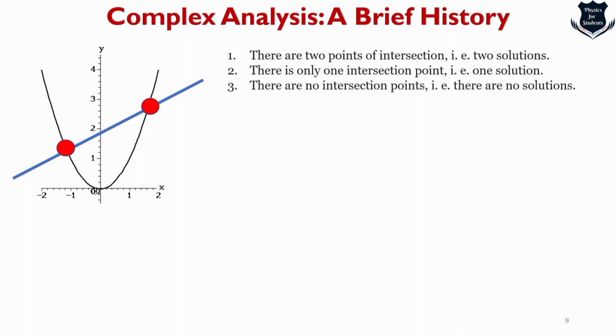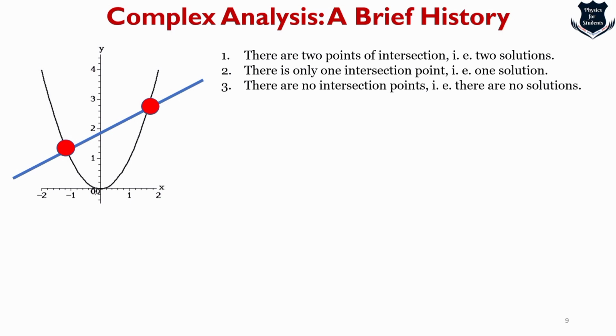What we come to know from here is that there are 2 points of intersection. That means there will be 2 solutions. If there is only 1 point of intersection, then there will be 1 solution. And if there are no intersection points, there are no solutions. Now, this is nothing great. This was known by the Babylonians around 2000 BCE; the Babylonian civilization possessed the quadratic formula, which can be found in their inscriptions.